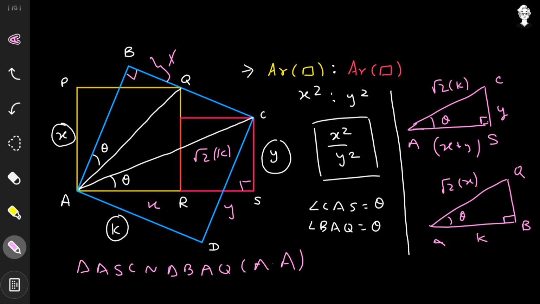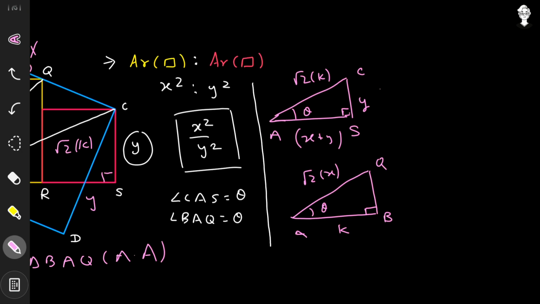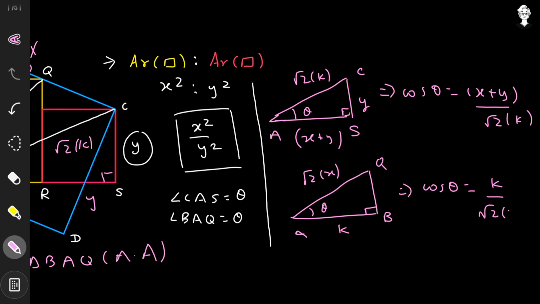I have not marked the height because in these two triangles the angle theta and theta is equal, and I am going to equate the cosine of those angles. So what we need is the base and the hypotenuse. So as I told you, we are going to compare the cosine in these two triangles. So from this triangle, the value of cos theta is going to be adjacent upon the hypotenuse, that is x plus y upon square root of 2 times k. And from this particular triangle, the value of cos theta is going to be equal to adjacent upon hypotenuse again. Adjacent is k and hypotenuse is square root of 2 times x.